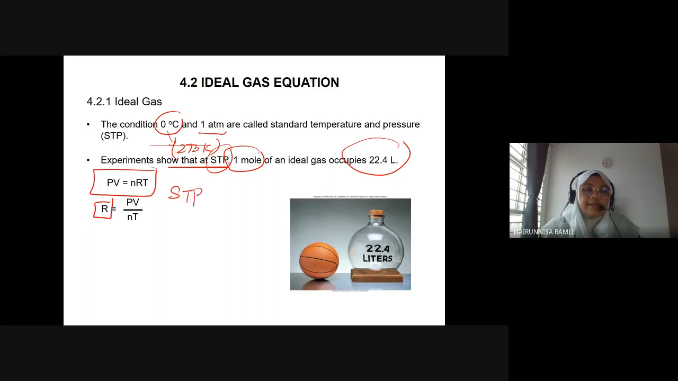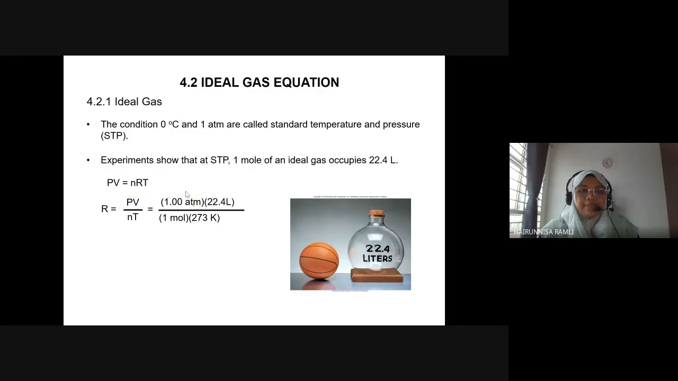Contohlah, R you jadikan subjek. You derive R equals to PV over nT. So, you masukkan the value. So, you akan dapat, okay, P is 1 atm. Sekejap eh. Okay, so P is 1 atm kat mana? This one. STP kan?